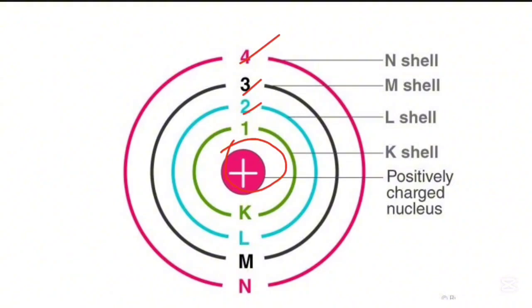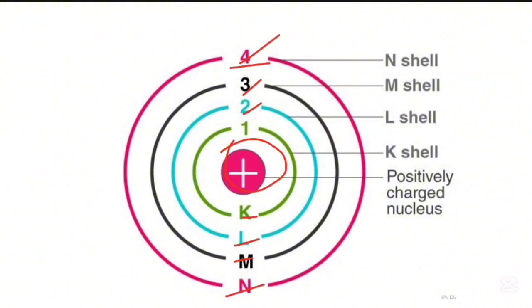The first shell is also known as the K shell. The second shell is the L shell. The third shell is the M shell. The fourth shell is the N shell, and it goes on. Any particular shell can accommodate a different number of electrons. How many electrons can the first shell accommodate? How many can the second shell accommodate? What is the capacity of the third shell to accommodate electrons, and what is the capacity of the fourth shell?